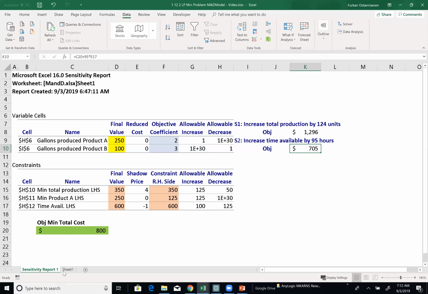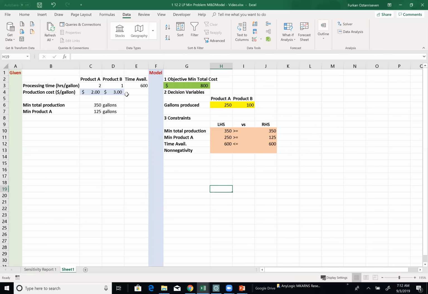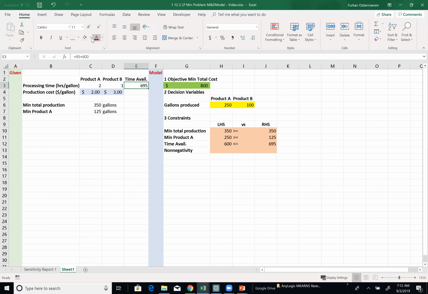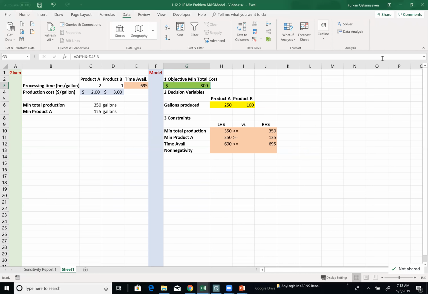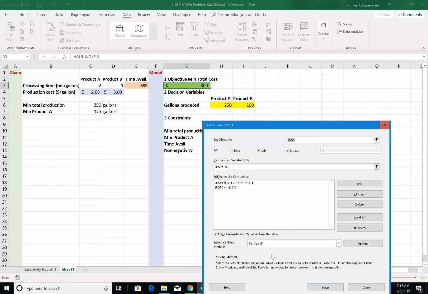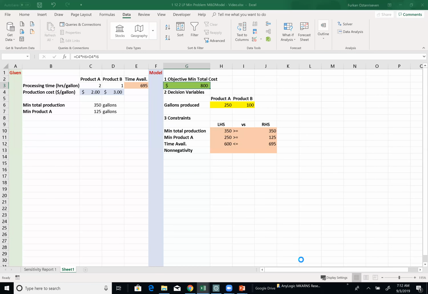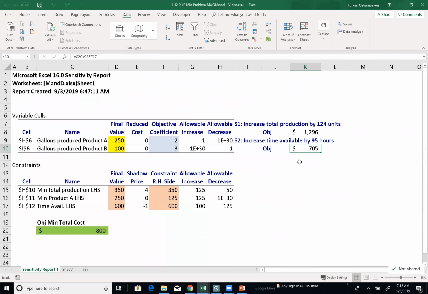So let's see whether this is the case. What I'm going to do here is increase the time available by 95 hours. All right, so if I do this and solve my problem again, Data, Solver, Solve, you will see that my objective function value decreased to 705 as I expected. Perfect.